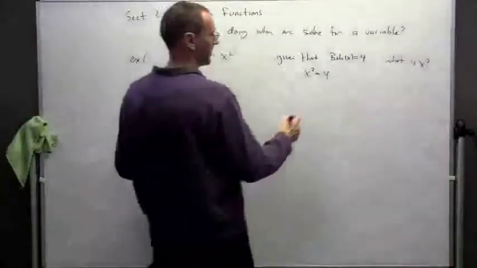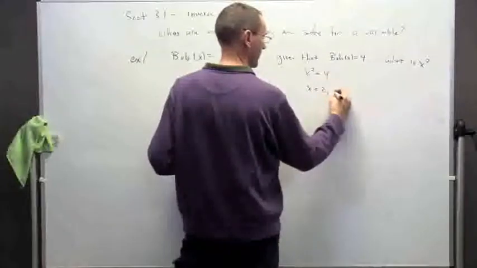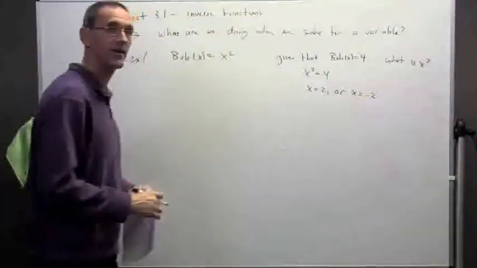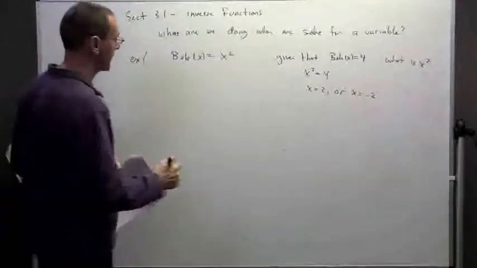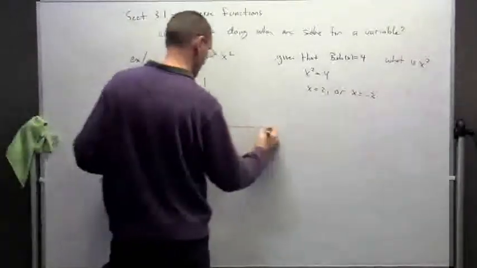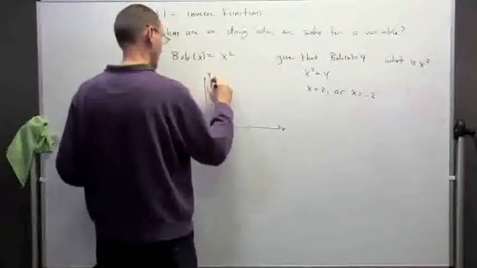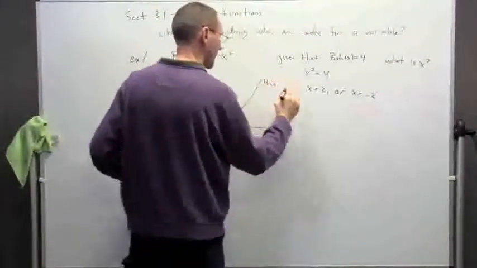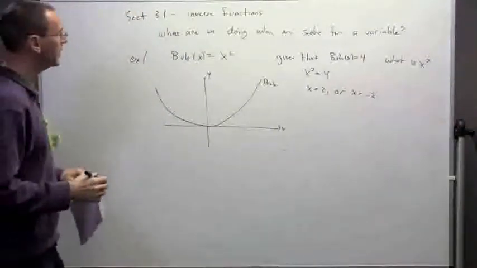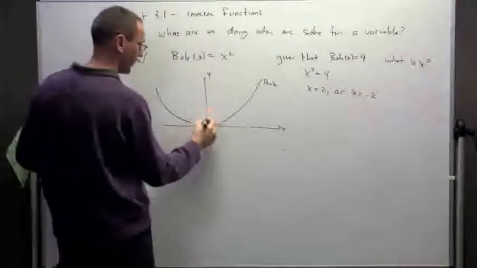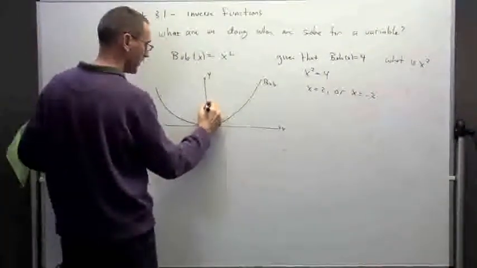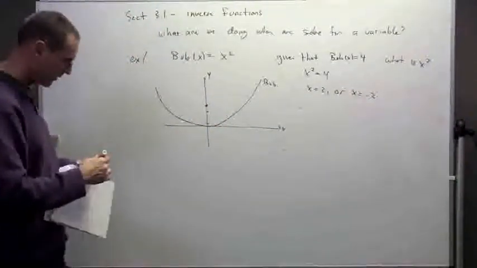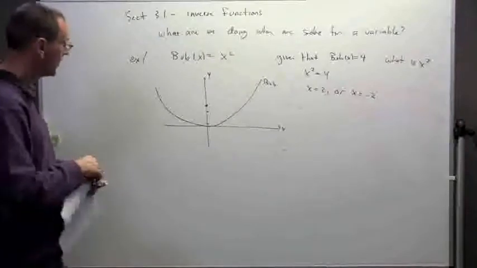Now there's a problem. There's two solutions to that. X is equal to 2 or minus 2. In particular, what's going on here, if I were to graph this function, I get that. If you tell me the value of Bob is equal to 4, and I now want to know for what value of x will give me that, what happens?